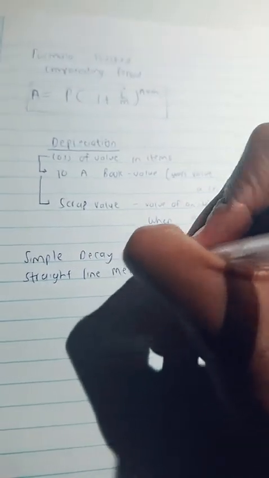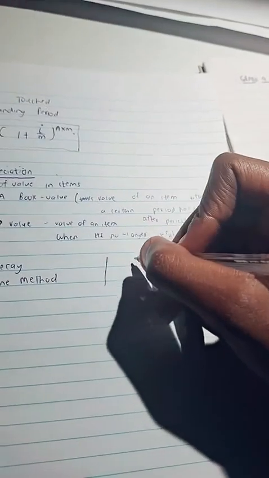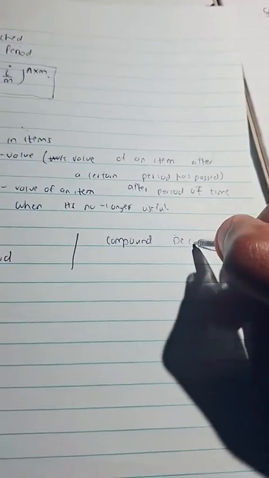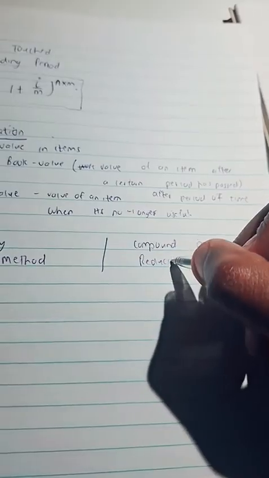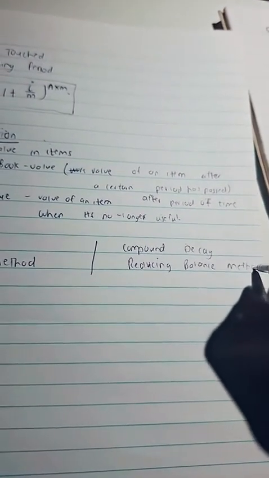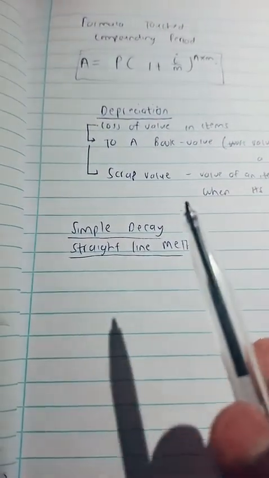So there are two types of depreciation. We have what we call simple decay, or the straight line method. That's one. And then the other one is compound decay, or what we refer to as the reducing balance method. And guys, there's nothing really fancy here, just the manifestation of these two types of depreciation: compound decay or reducing balance method, as opposed to straight line or simple decay.